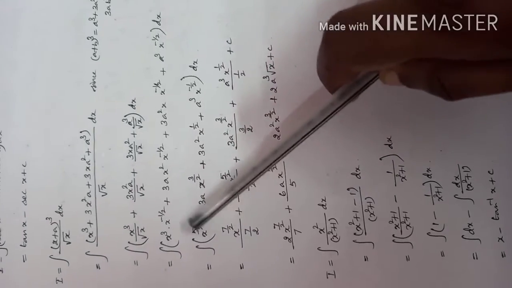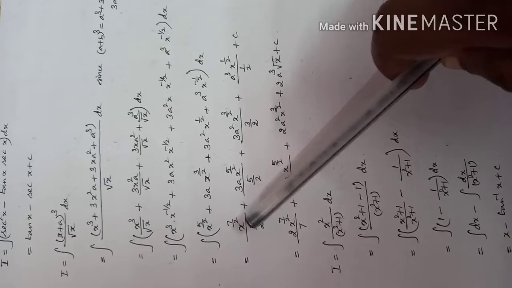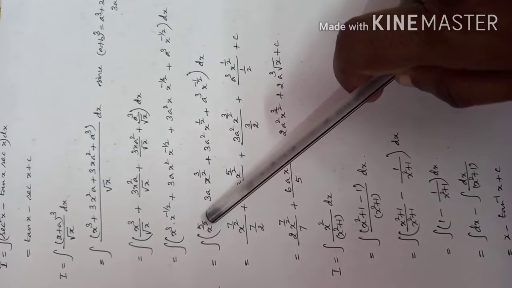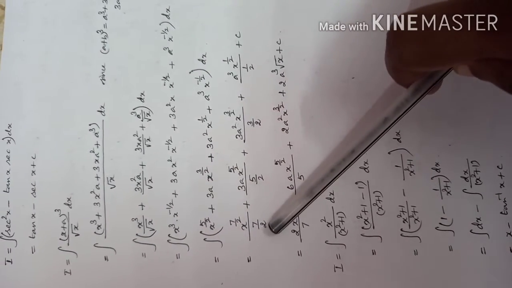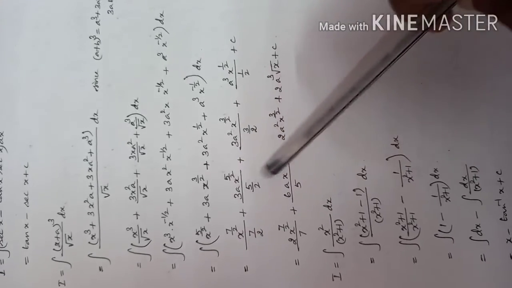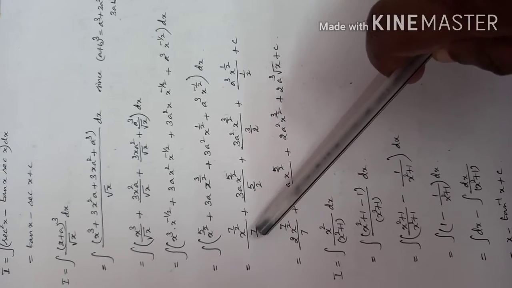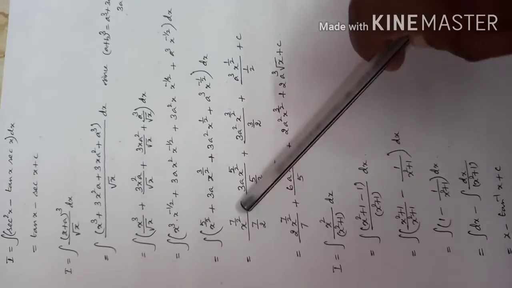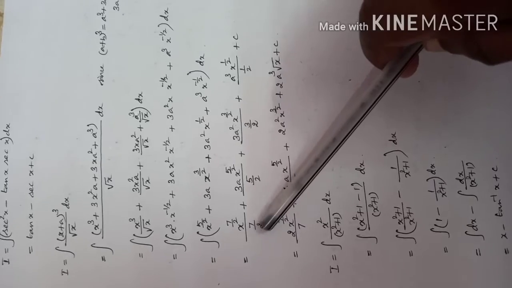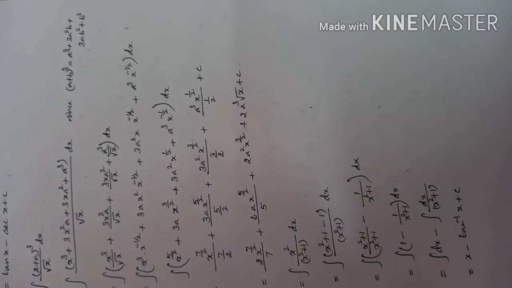Use the integral x power n dx formula, which is x power n plus 1 by n plus 1. 5 by 2 becomes 5 by 2 plus 1 by 5 by 2 plus 1. 5 by 2 plus 1 is 7 by 2. Similarly for all the terms. And you can take this denominator 2 to the numerator, and hence that completes the problem.